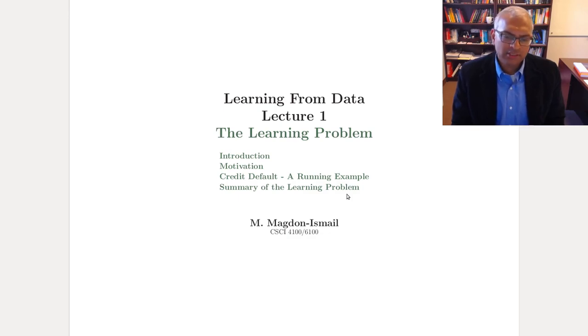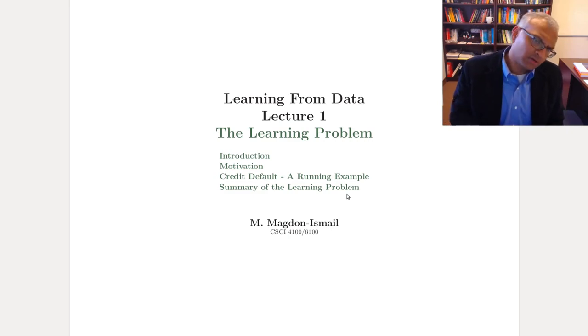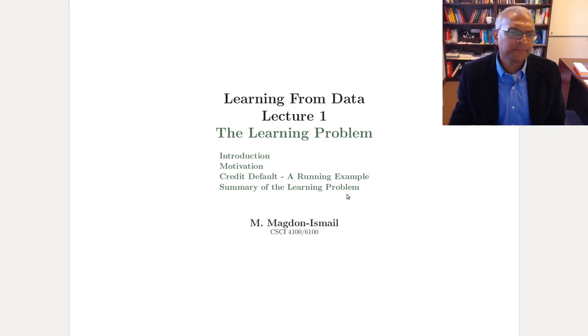Our goals for this lecture are relatively modest: to set up and formalize the machine learning problem. Okay, so we'll go through some introductory stuff. We'll introduce a concrete example in credit risk prediction as a running example throughout the theory. And we'll summarize the learning problem, and that will constitute what we will talk about today.